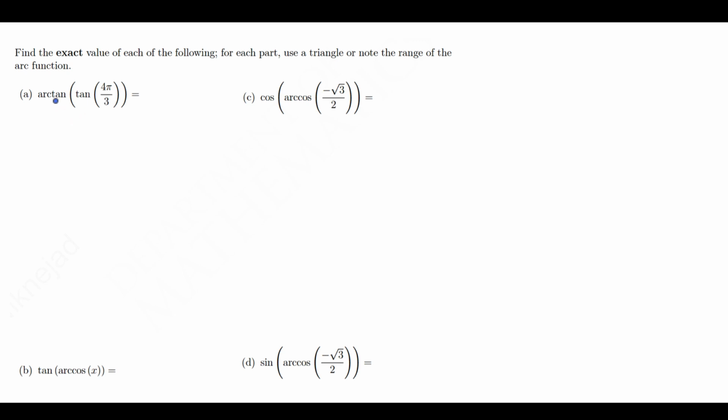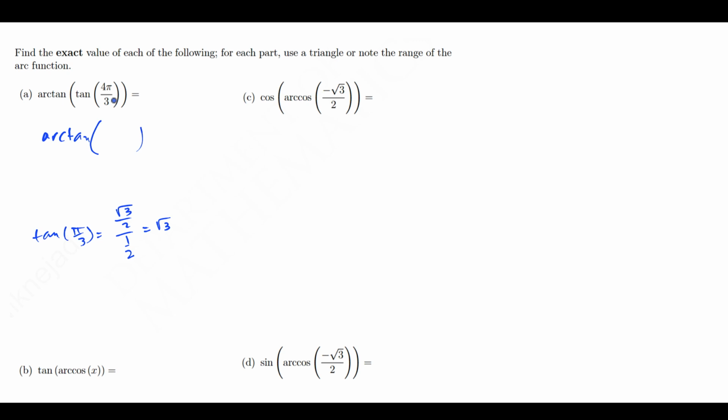It's asking to find arctan of tan of 4 pi third. Basically, I can compute the tan of 4 pi third first, and then take the arctan, so let's compute the inside. Tan of pi third, let me think. If I go back to the table, I remember this is going to be square root of 3 over 2 over 1/2, and that's square root of 3.